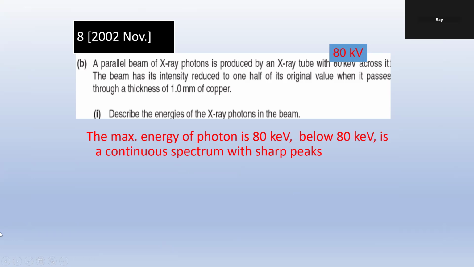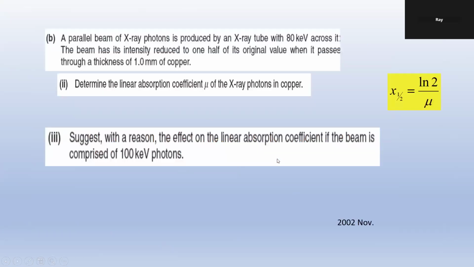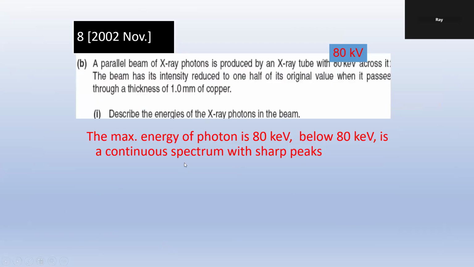If it comes out, you have to describe that the maximum energy of the photon is 80 kilo electron volts. Right? This is the energy. And below is a continuous spectrum with sharp spikes. As I say, you just need to give that the maximum energy is 80. And then the minimum wavelength is where all the energy is given to produce a photon of X-ray.